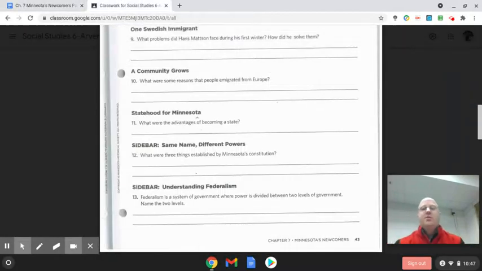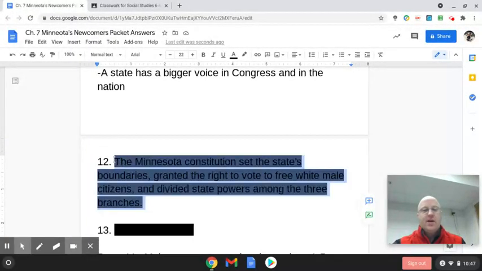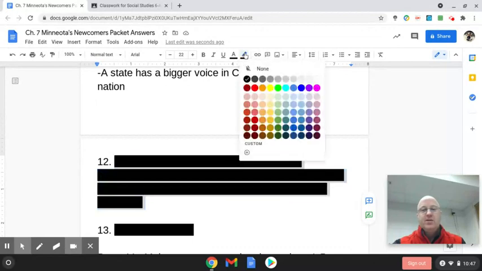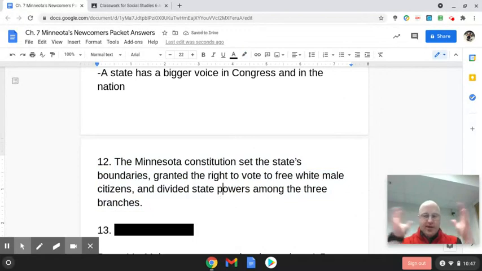Number 12. So before you become a state, you have to have a constitution. You have to create a plan for how your state government is going to run. So the constitution they created in Minnesota created 3 things. So the 3 things established by the Minnesota Constitution was, it set the state's boundaries. So now they have the border. There's a lot of disagreement about what the state should look like, but finally they settled on what our state looks like today. So it set the boundaries.